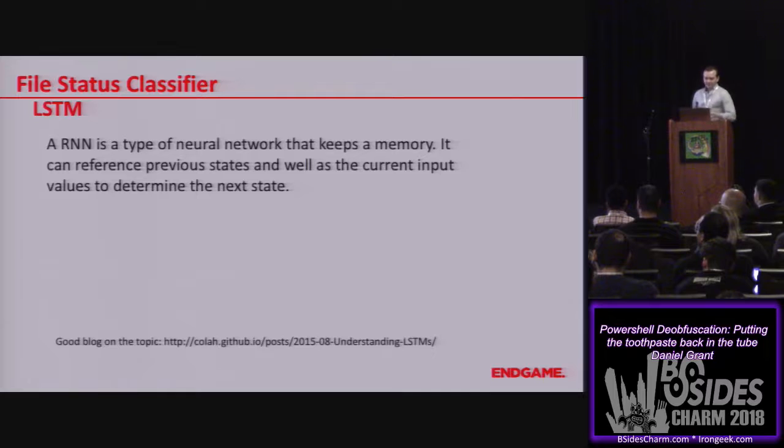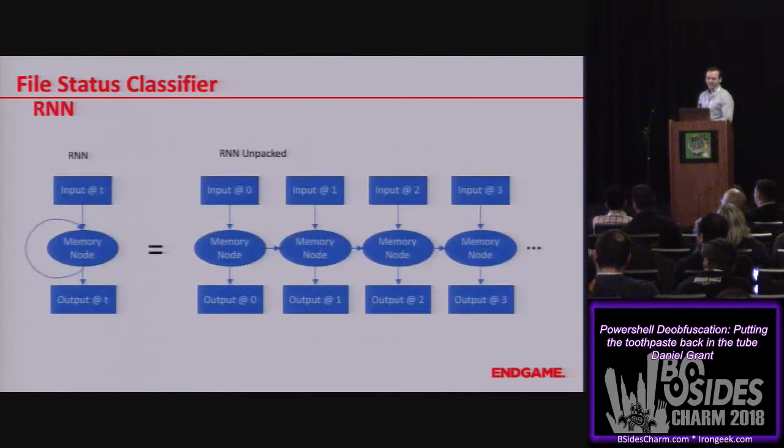So a quick, short summary in more natural language. An RNN is a type of neural network that keeps a memory. It can reference the previous states, the previous predictions that it made, as well as current input to determine the value. At the bottom in the notes, there's a really good blog on this. I think if you query LSTM on Google, this is the first pop-up, so that should be pretty easy to find. So this is the architecture of an RNN.